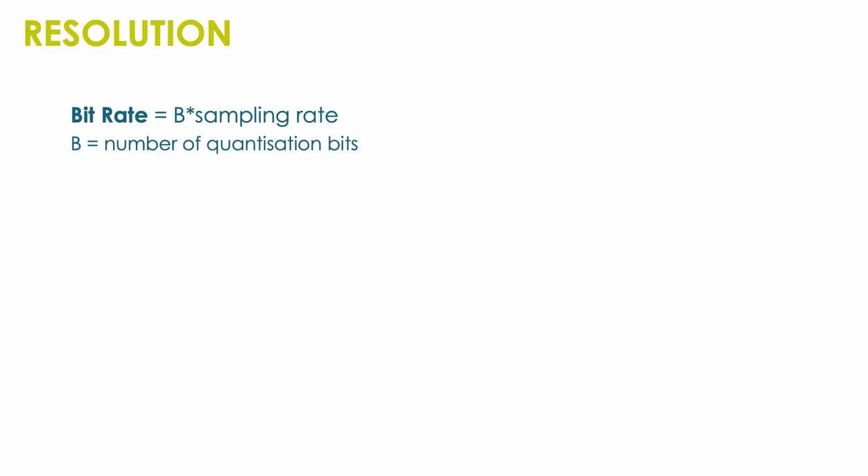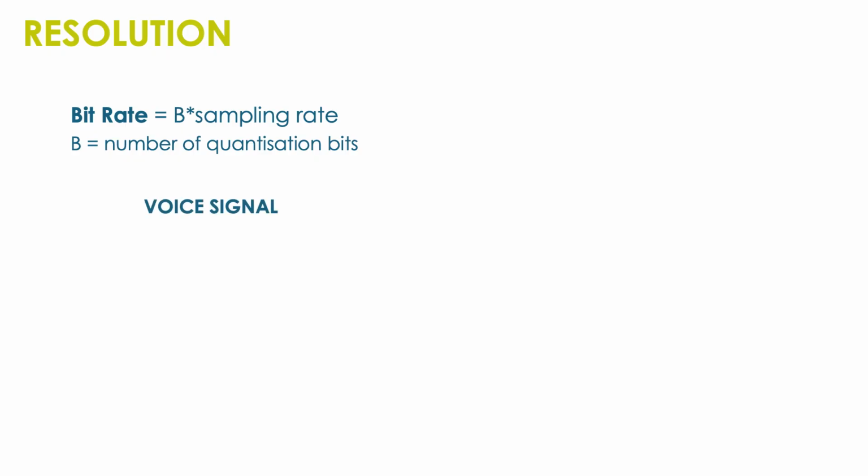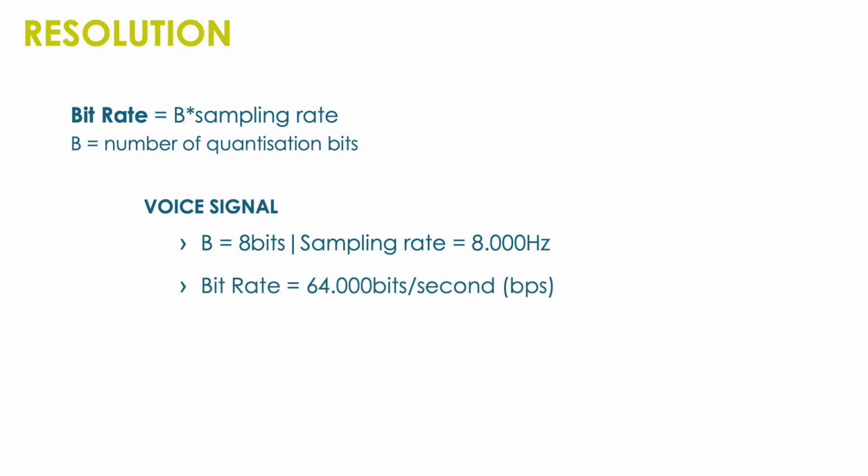The bit rate generated by a digital audio signal can be computed by multiplying the number of quantization bits and the sampling rate. The bit rate is measured in bps, bits per second. Maybe you have already heard about it. For instance, a voice signal might use 8 bits and a sampling rate of 8 kilohertz. So the result in terms of bit rate is 64,000 bits per second, so bps.